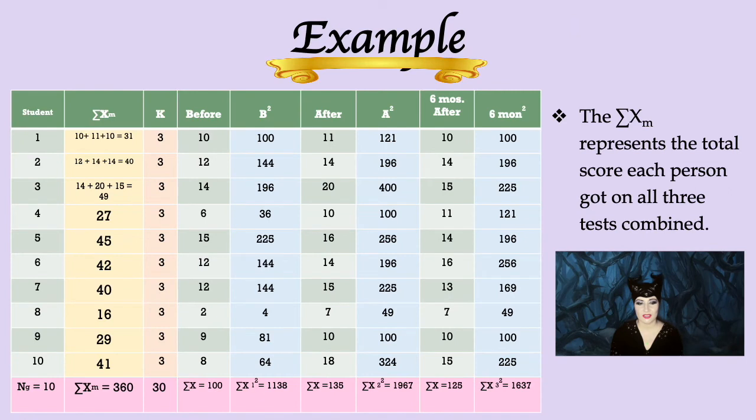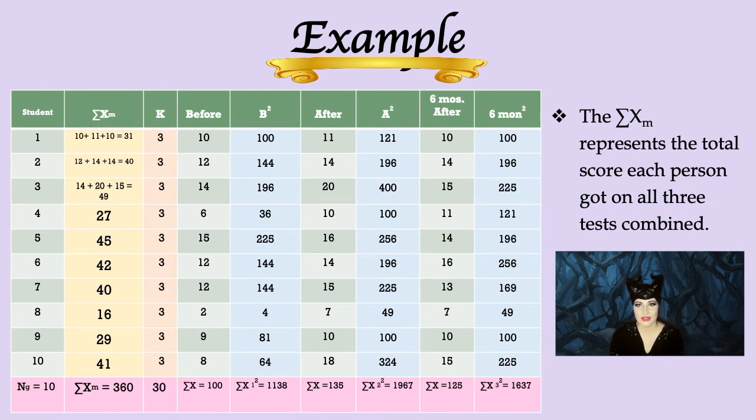Now let's take a look at the column that's labeled the sum of X for each subject. M represents each subject. So the sum of X represents the total score each person got on all 3 tests combined. For student number 1, I'm going to add the score that they got before the course, 10, plus the score they got immediately after the course, 11, plus the score they got 6 months after the course, which is 10. So 10 plus 11 plus 10 is going to give me the sum of the subject number 1, which is going to be 31. Then I'm going to do the same thing for student number 2.